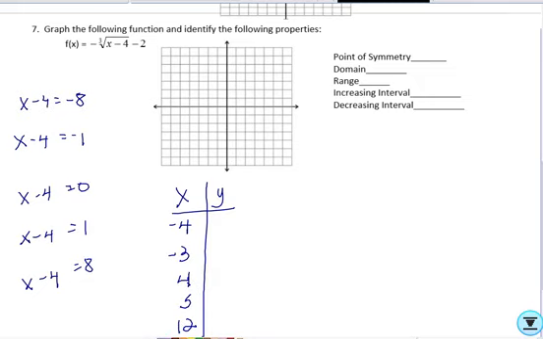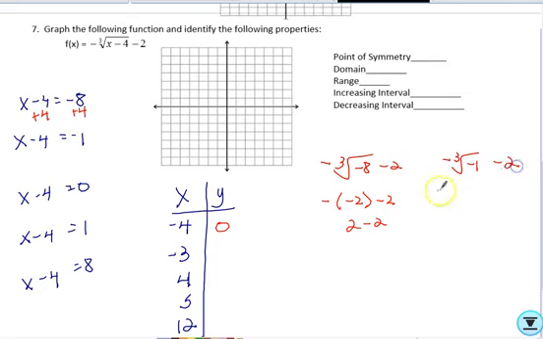To solve all these little equations, we're going to add 4 to both sides. Now to get my y values. -4 gives me an argument of -8. So cube root of negative 8. So that's negative of negative 2. So that's positive 2, 0. And the next argument was negative 1. So negative cube root of negative 1. That's negative 1, positive 1.